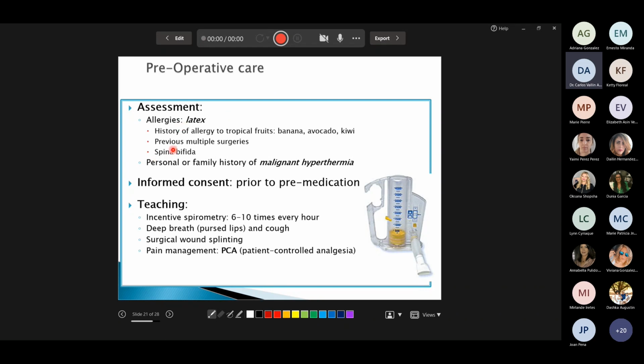And so people with spina bifida, and also people that have had multiple surgeries in the past. There are people that have for any reason many surgeries, and having a history of many surgeries can make you become allergic to latex. The other thing that you need to rule out in the assessment is malignant hyperthermia. Remember that it tends to run in families, and asking about family history is important.